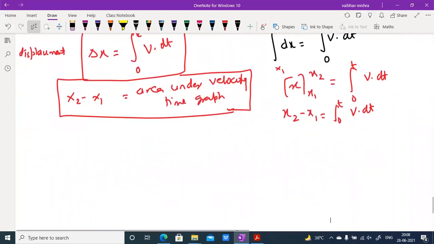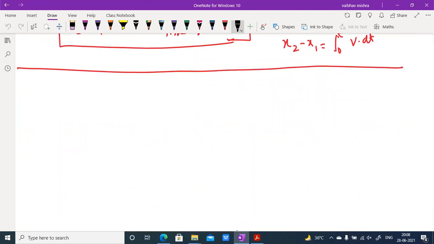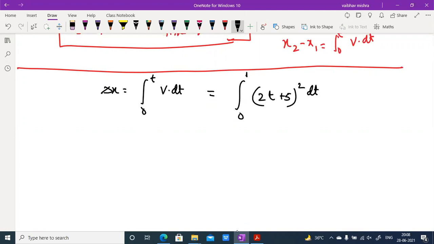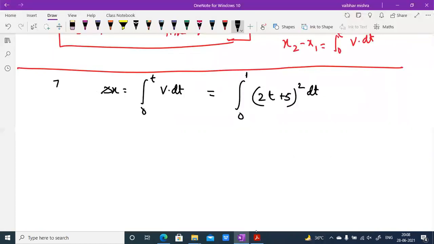इंटीग्रेशन हमने सीख लिया, हमें इंटीग्रेशन को अब यूज करना है इन द क्वेश्चंस. Velocity is given as a function of time. To calculate displacement, we need to do the integration 0 to t v times dt, which is 2t plus 5 whole square dt, limit from 0 to 1. Displacement in 1 second, right?